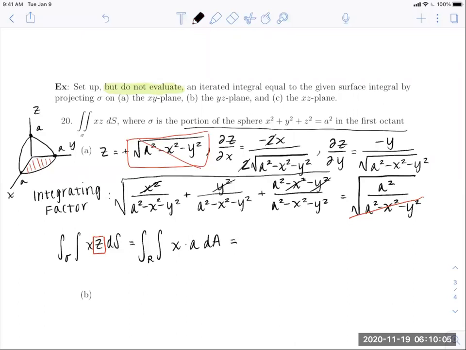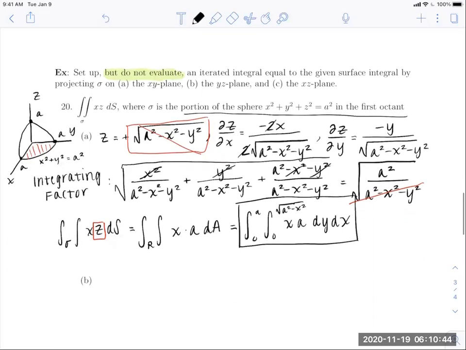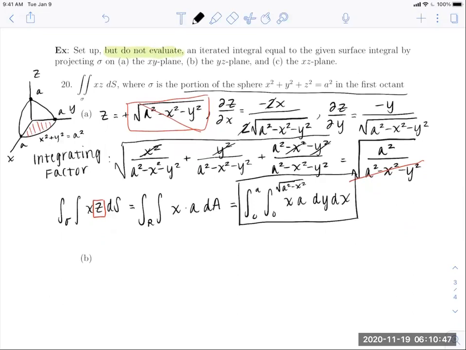So when we project, remember this equation on the xy plane is x squared plus y squared equals a squared. I'm going to set up a dy dx integral. So x is ranging from 0 to a, and y is ranging from 0 to the square root of a squared minus x squared. And so this is where we're going to leave our answer here in part A. We have formally set up our double integral, but we are not going to evaluate it. Part B is going to be very similar.